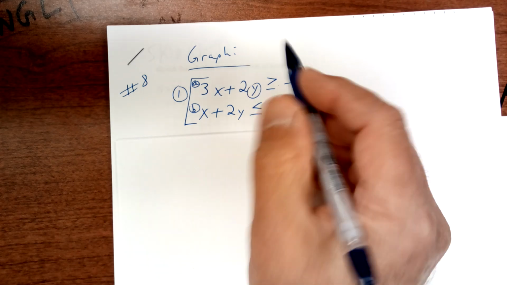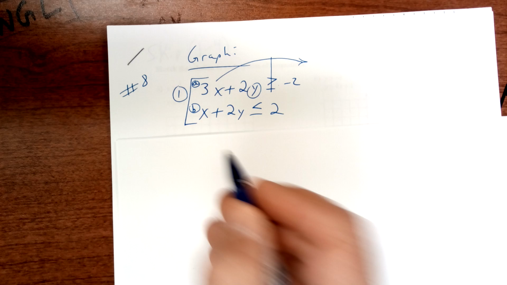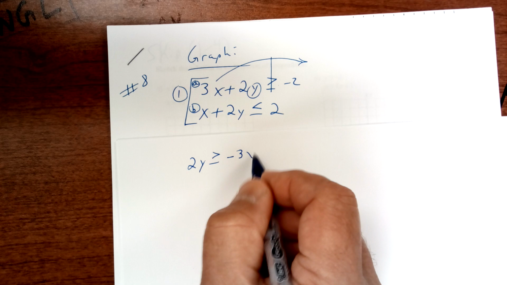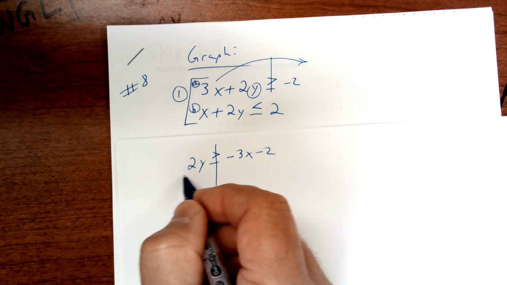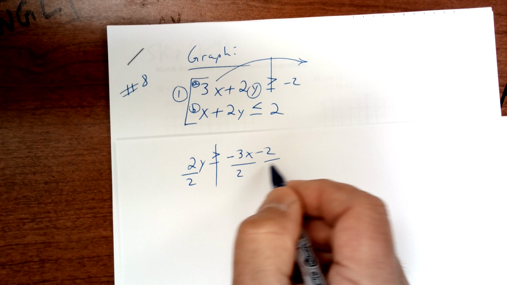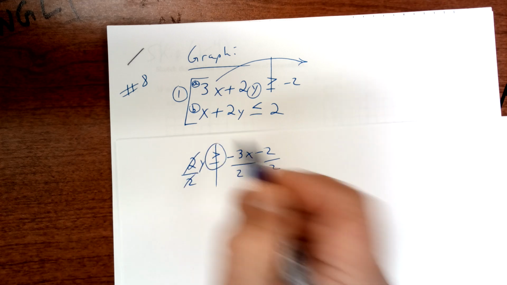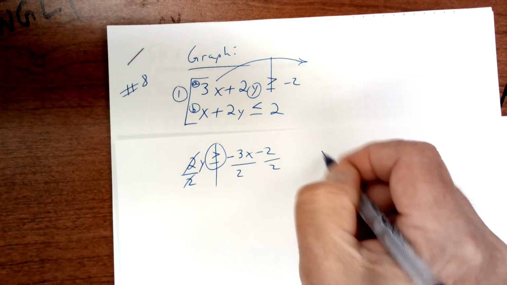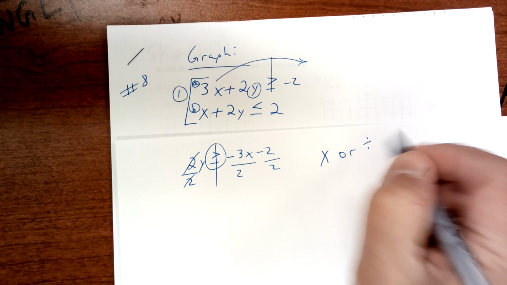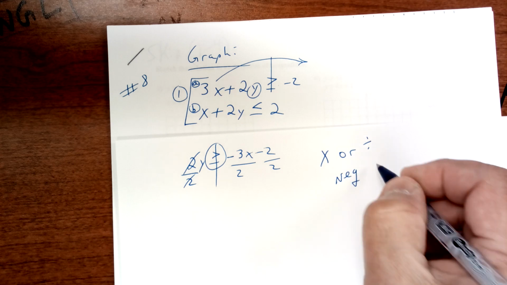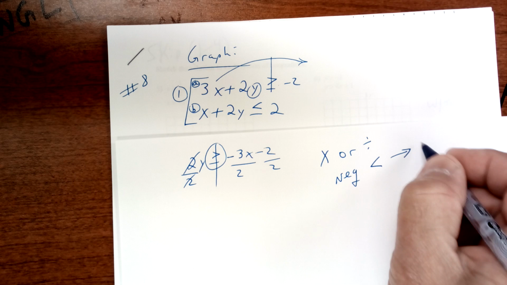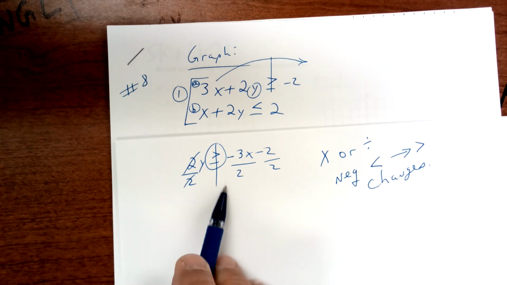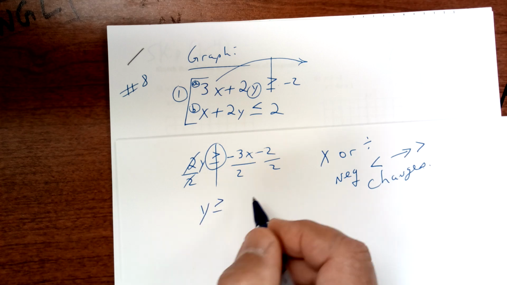So we're going to move the 3x over here and the sign's going to change. So you're going to get 2y is greater than or equal to negative 3x minus 2. We're going to divide by a positive 2. Remember now, if you divide by a negative number, the inequality would change. Let me say that again. If you multiply or divide by a negative number, the inequality changes. Write that down. But here, we're dividing by a positive number, so it's not going to change. So we're going to get this.